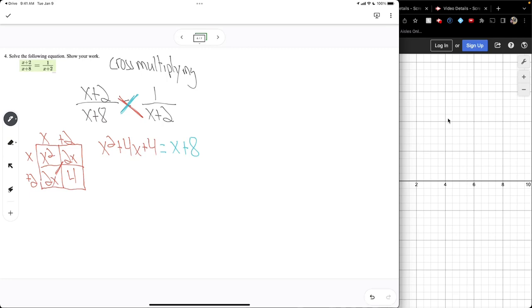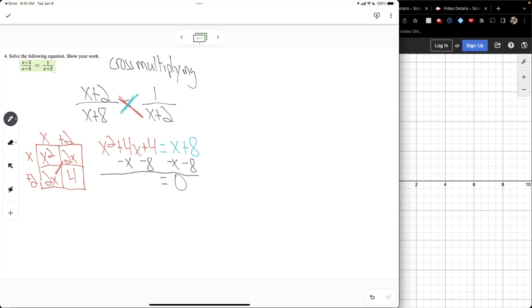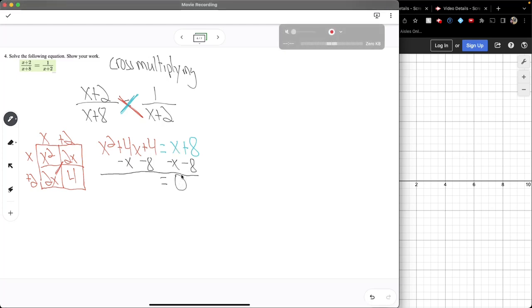So the next thing I'm going to do is rewrite this so that I have equals 0 at the end, which means I need to subtract 8 from both sides. 8 minus 8 is 0. And then I'm also going to subtract x from both sides. x minus x is 0. That gives me what we need, which is equals 0 at the end.